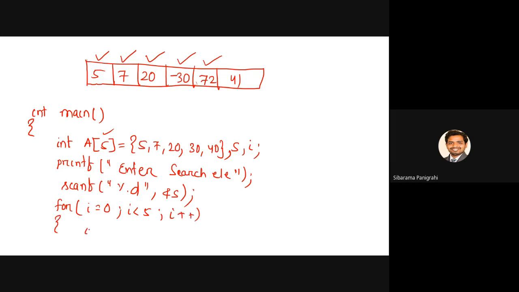Next, here what will I do? If a of i is equal to the source element, then I will break. I will go out of the loop. Now, out of the loop, what will I check? If i is equal to 5, it means the break statement is not executed. Yes or no?